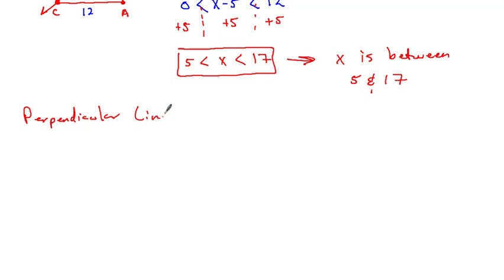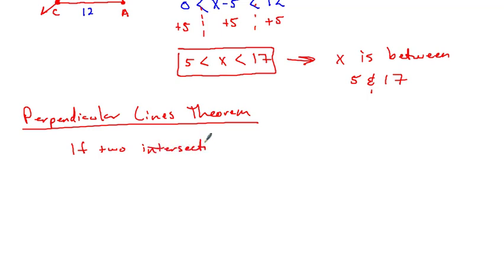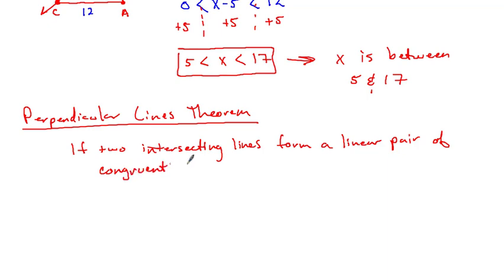All right, we're going to write down a theorem. Perpendicular lines theorem. All right, and it says that if two intersecting lines, so we have two lines and they intersect, if they form a linear pair of congruent right angles, then the lines are perpendicular.